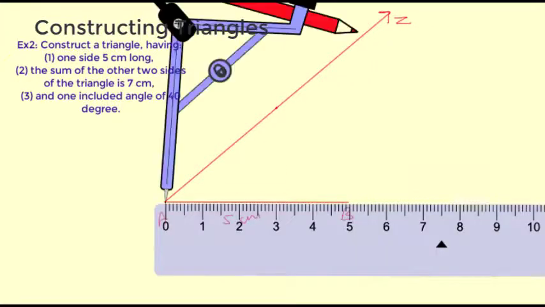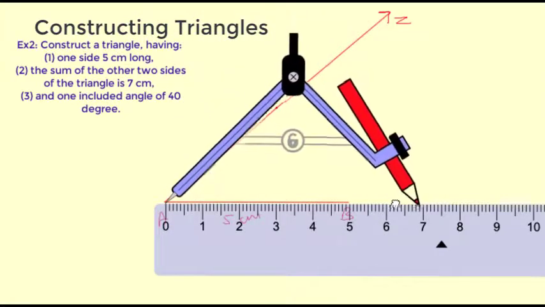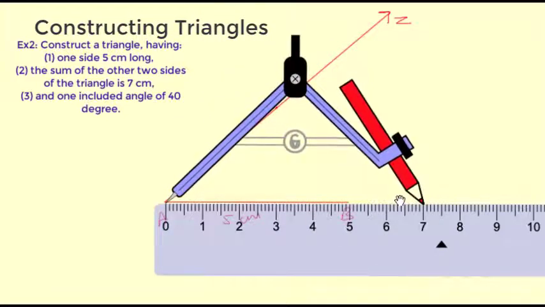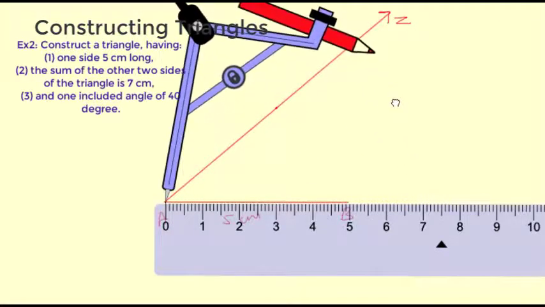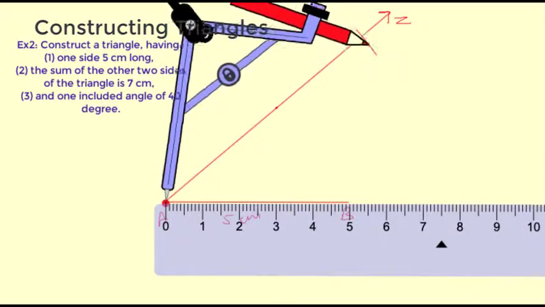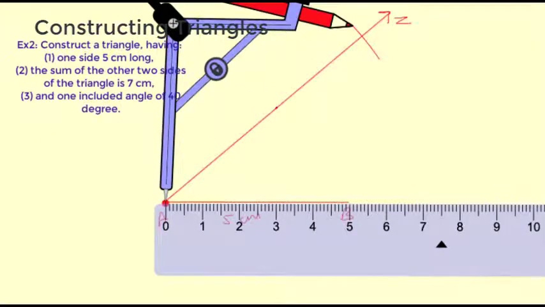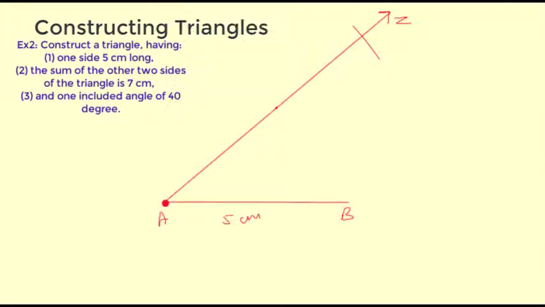And now the only remaining dimension left with us is the measurement of 7 centimeter, which is the sum of the remaining two sides of the triangle, right? So let's lock it up and create an arc such that it intersects with the line segment AZ. Okay, and then we will also connect these 2 points, the point of intersection with the point B here. All right, so let's connect them.